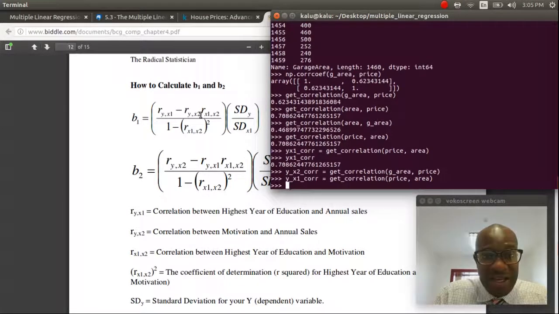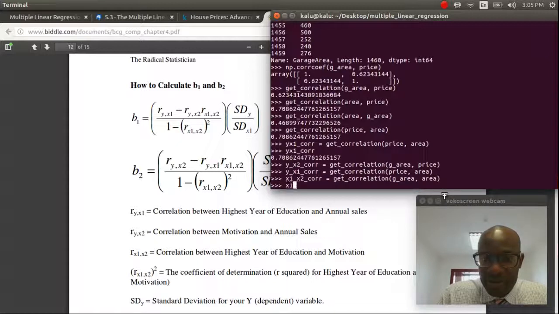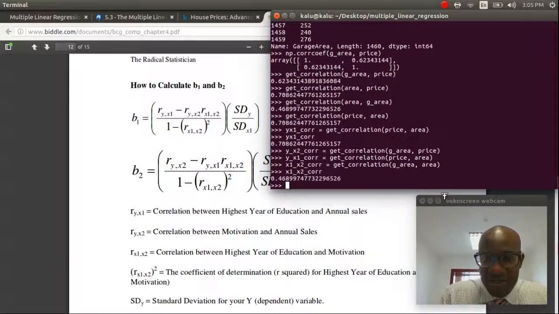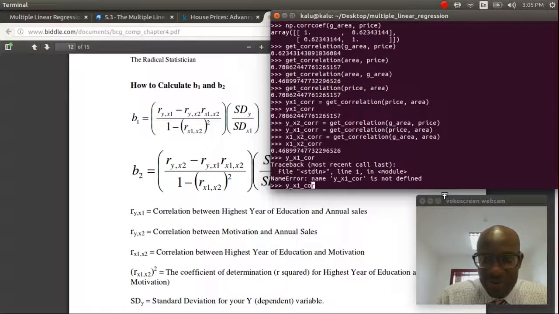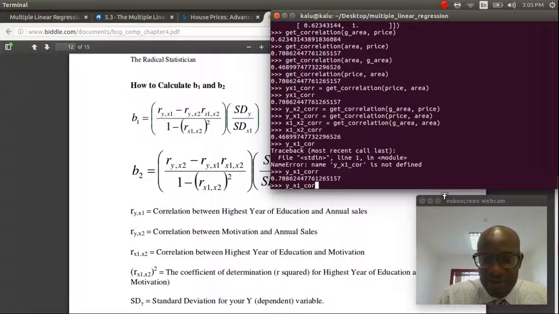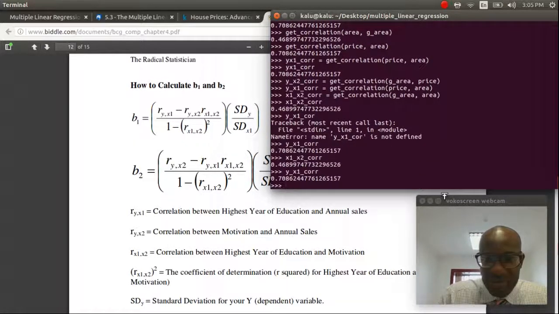And lastly, we need to get a correlation between our two independent variables. So x1, x2 correlation equals get correlation between our two independent variables, which are the garage area and the general ground area. And let's see, x1, x2 correlation, yx1 correlation, yx2 correlation.